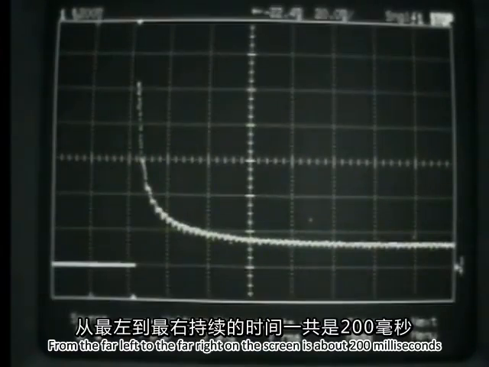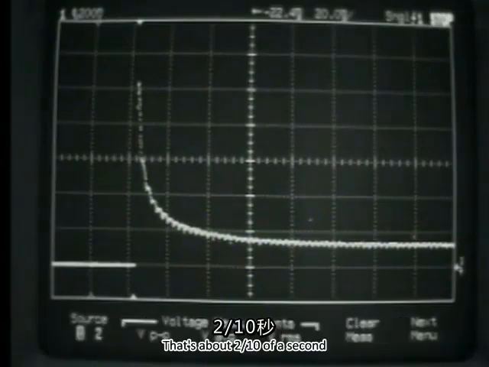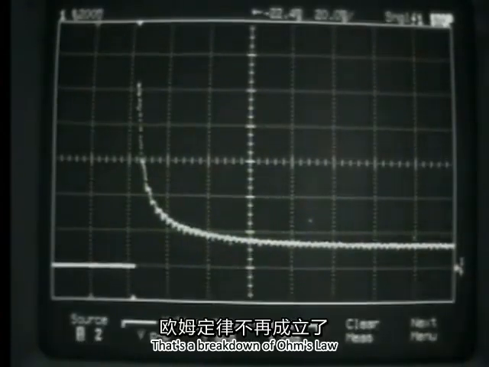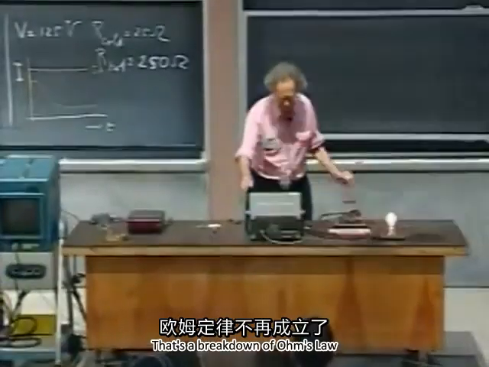From the far left to the far right on the screen is about 200 milliseconds. That's about 0.2 of a second. And here you get a current level which is way lower than what you get there. That's a breakdown of Ohm's law.